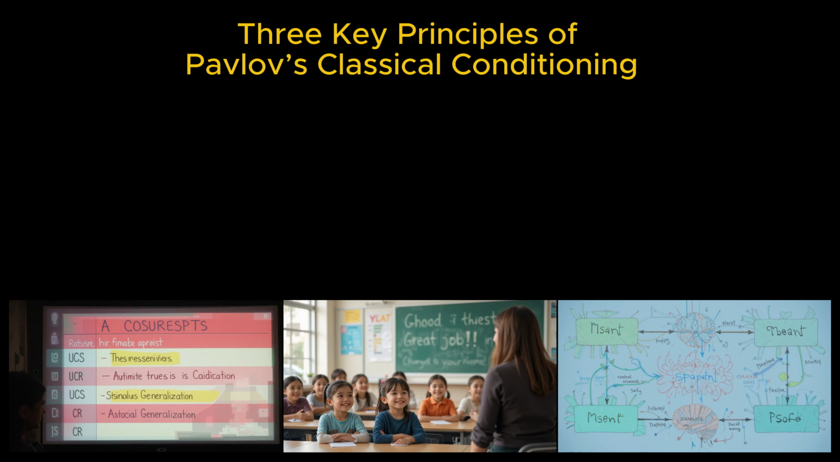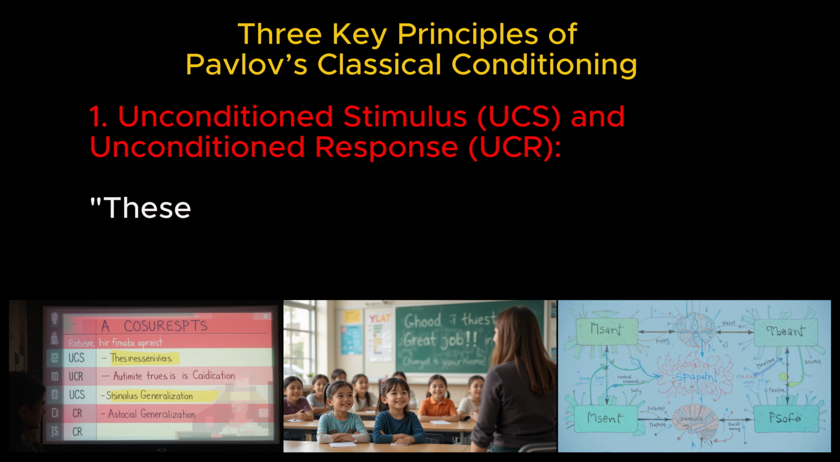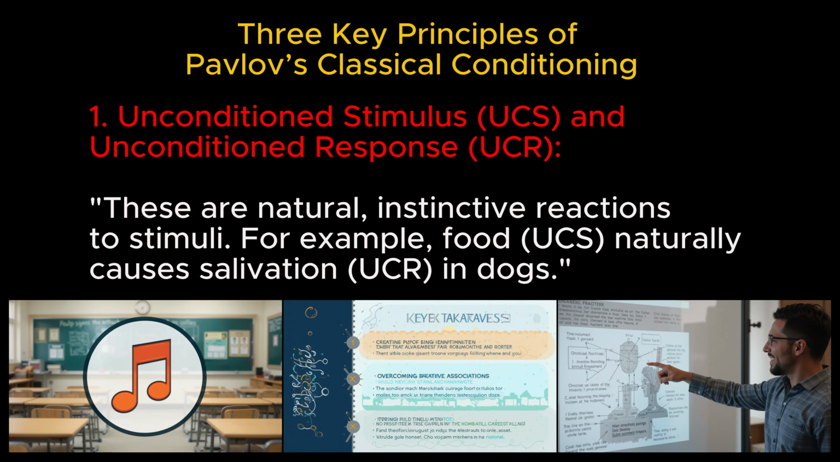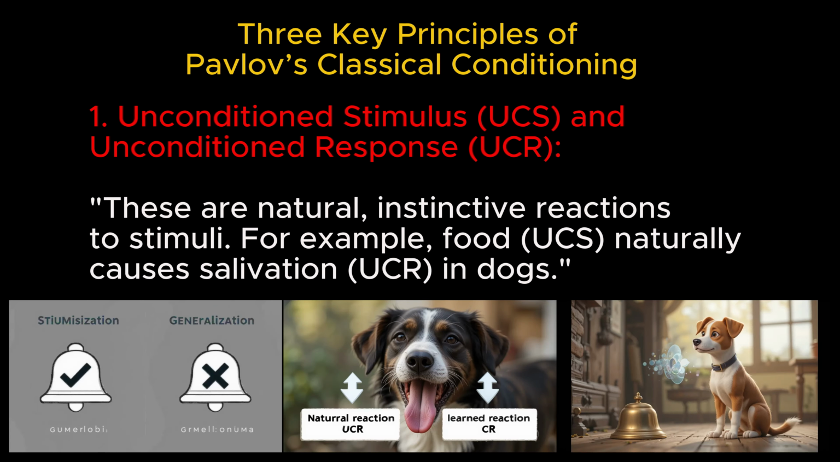Let's break down the three most important concepts of Pavlov's classical conditioning. 1. Unconditioned stimulus, UCS, and unconditioned response, UCR. These are natural instinctive reactions to stimuli. For example, food, UCS, naturally causes salivation, UCR, in dogs.